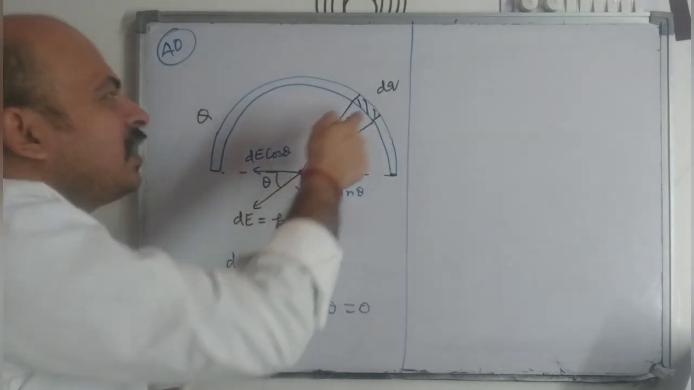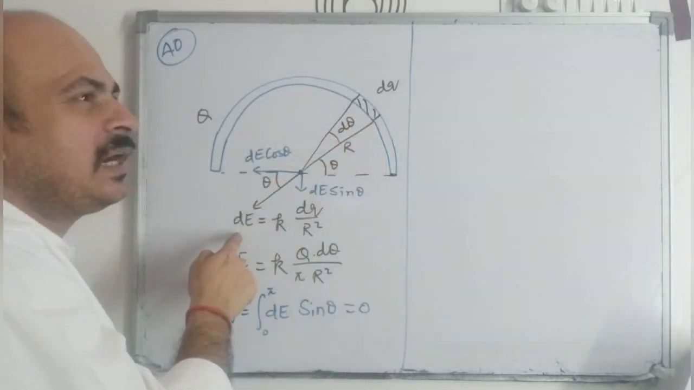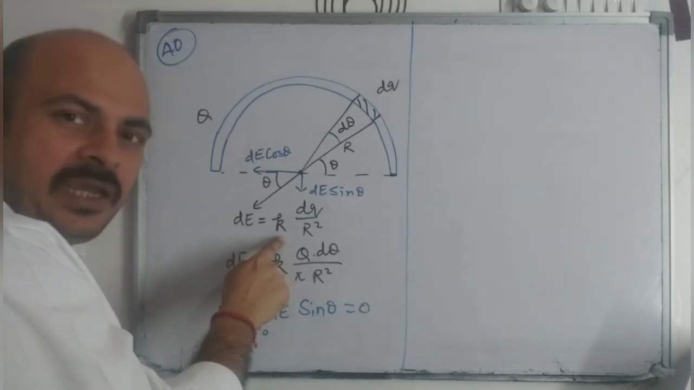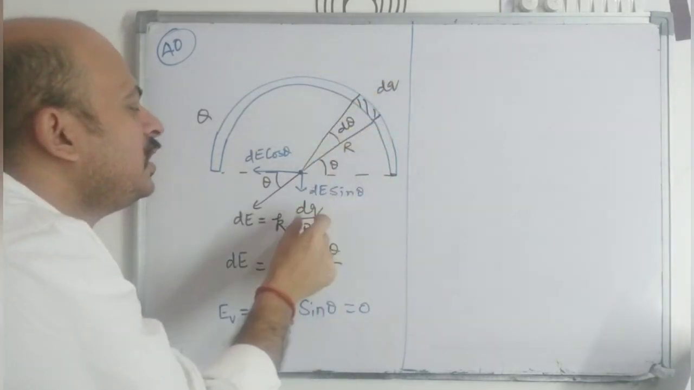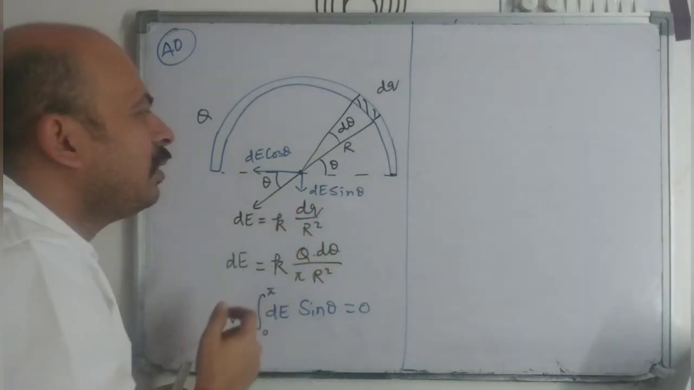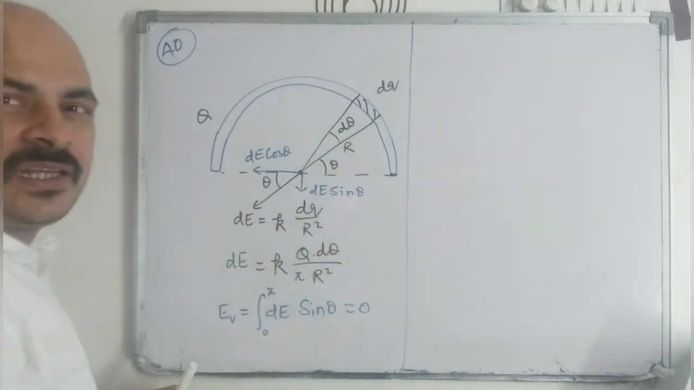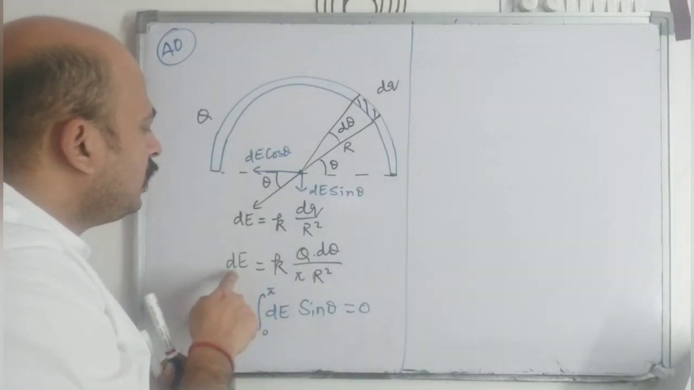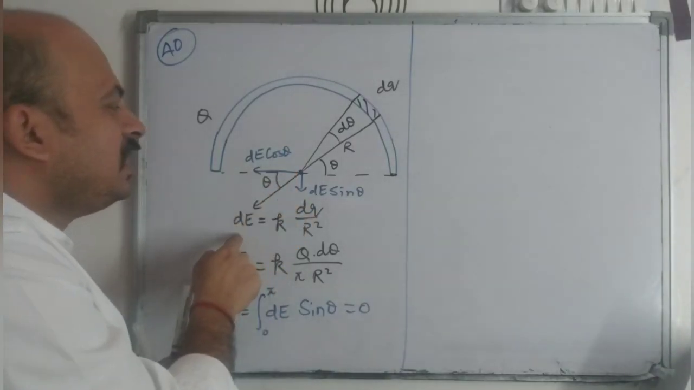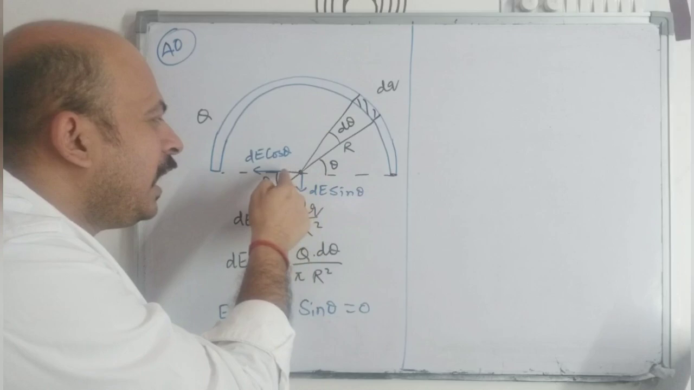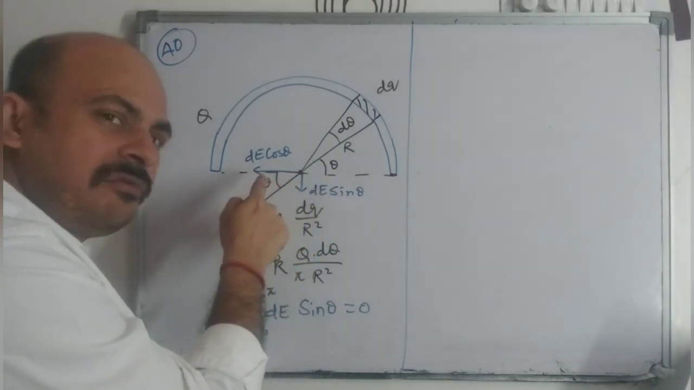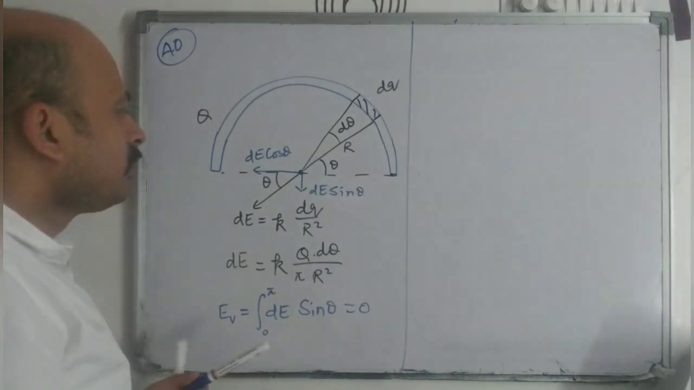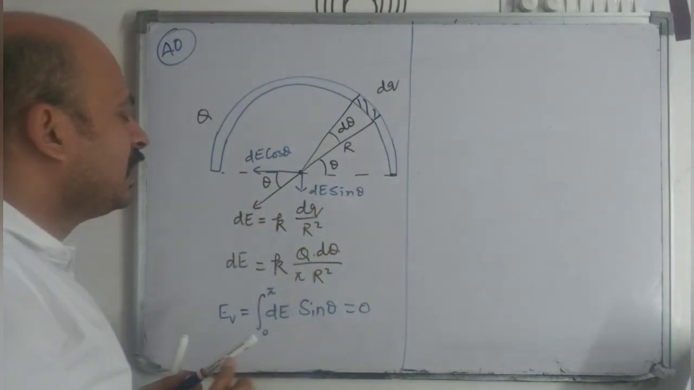So dE, the electric field due to dq, is acting away. dE will be equal to k dq upon r square, that is the expression of electric field due to a point charge. Because dE is directed at a certain angle from the horizontal, it will have two components, dE cos theta and dE sin theta. Let us calculate the vertical component.